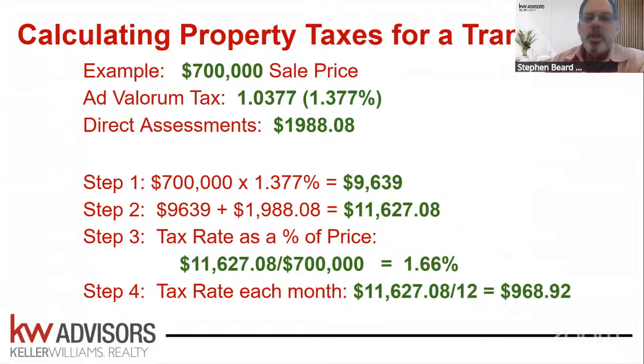Now, number 4, you take the total tax, $11,627.08 from step 2, and you divide by 12 for each month of the year. In this case, if the buyer pays $700,000 from the top of the page, their monthly tax is $968.92. Okay? But this is a very low property amount by today's standards, right? That's a bargain by today's standards. But anyway, this is an example.